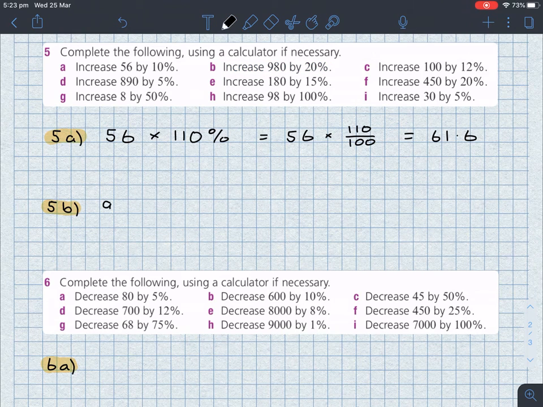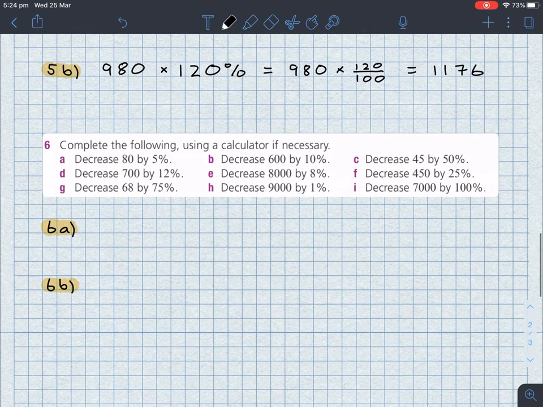For part B, we're going to increase 980 by 20%. So I start with that number, 980. I'm increasing it, so I'll times by 120%. So for increase questions, you're pretty much just adding a 1 in front of any 2-digit numbers. When I write this in my calculator, it's 980 times by 120 out of 100, which your calculator will tell you is 1,176. So these 3 lines of working are what you need to write in your book.